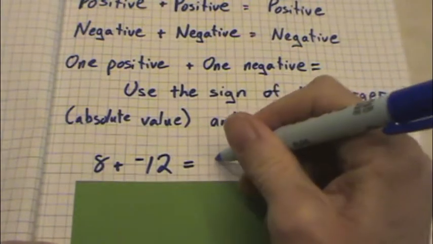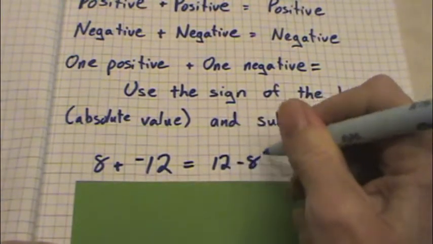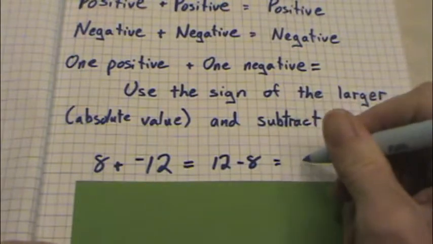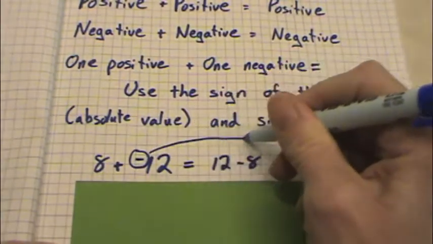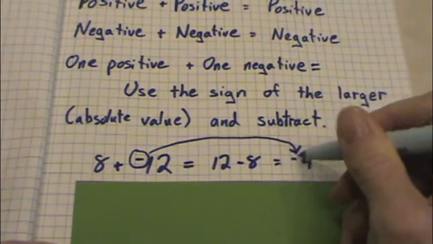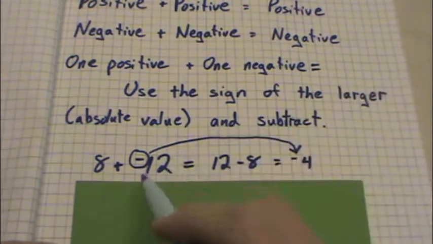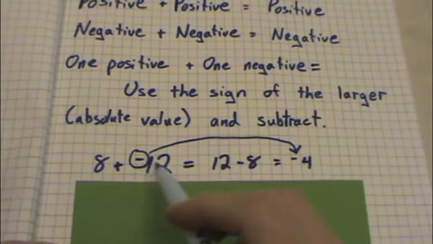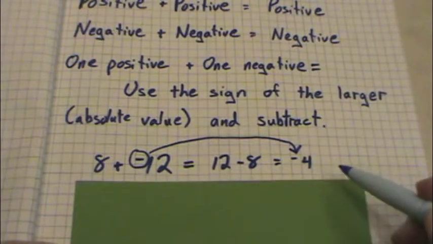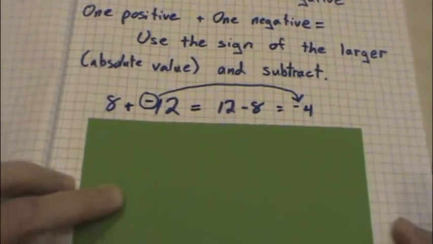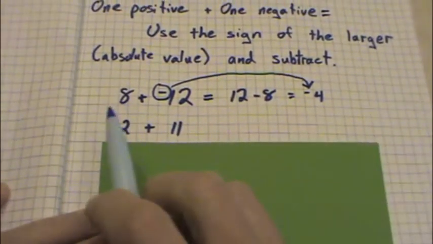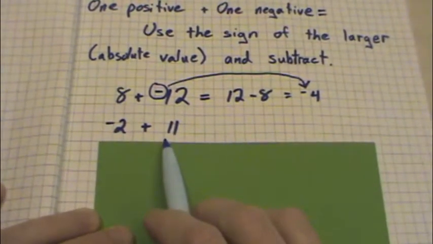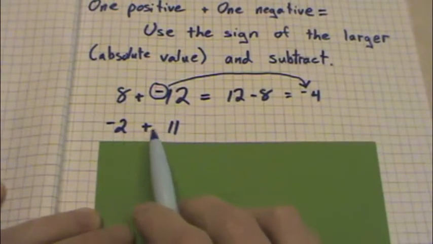Here's what we do. 12 minus 8, which equals 4. But, remember to use that negative sign. There you go. Use the sign of the larger absolute value and subtract. That's what we did. That's the right answer. Try it again. Negative 2 plus 11. Which one has the larger absolute value?